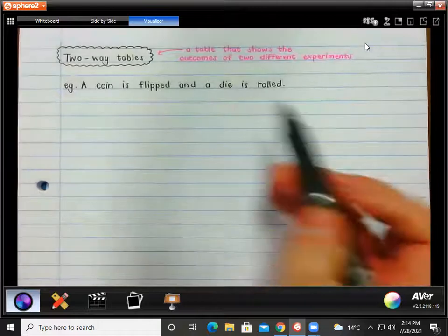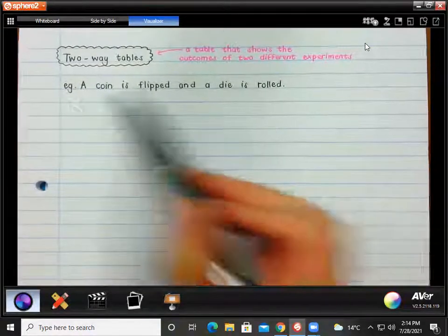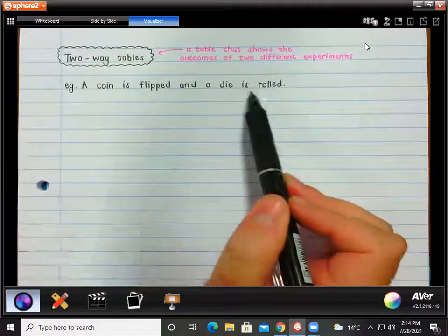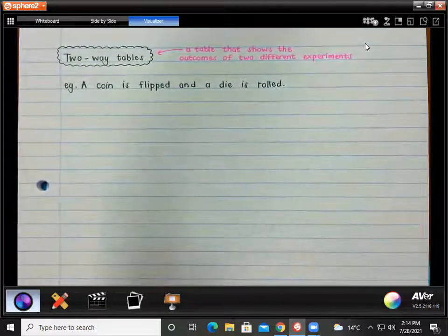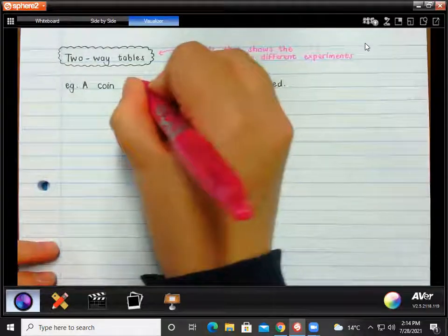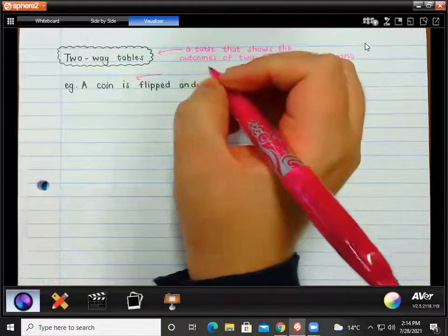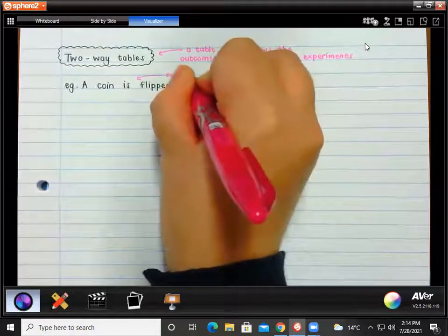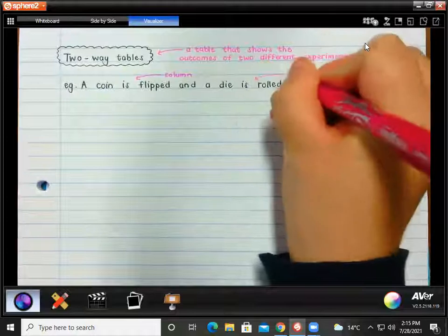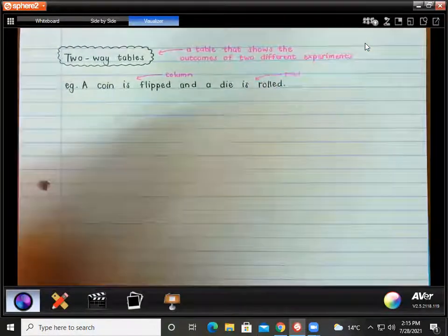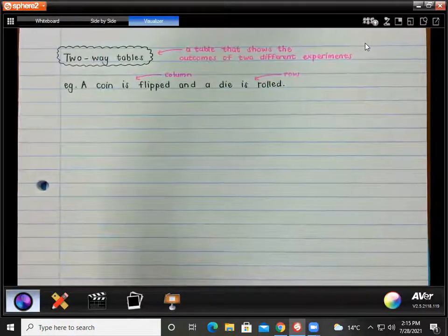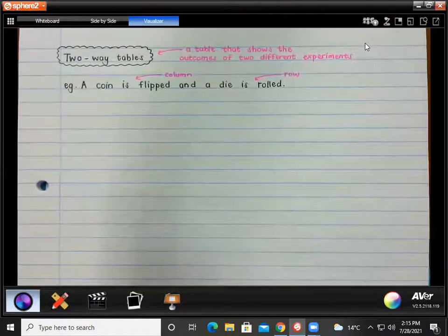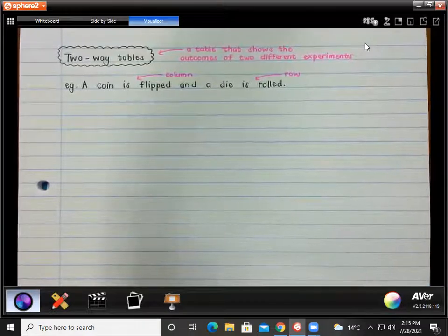Now guys, do we recognize that there are two separate things happening here? The one experiment is flipping the coin, the other one is rolling the die. So we are going to put the coin flip down the column. You'll see now when we draw it. And rolling the die, we're going to put across the row. If we think of a table, it has rows and it has columns. So the rows go across and the columns go down.